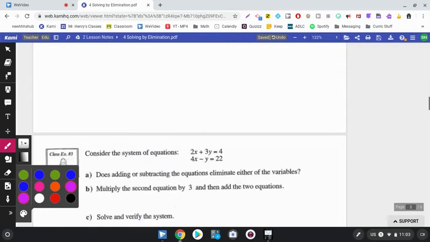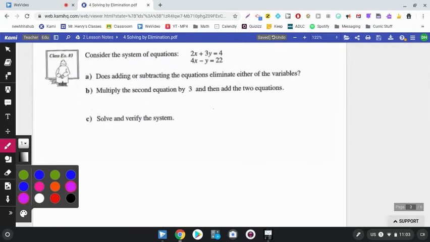Okay, next one. Consider this equation. 2x plus 3y equals 4. 4x minus y equals 22. Got my first equation, got my second equation. Okay, well, none of the coefficients are the same. You have 2x and 4x, those are different. You have 3y and negative 1y. Okay, and then constants, no, the constants don't matter. It's the x and y that I need to worry about.